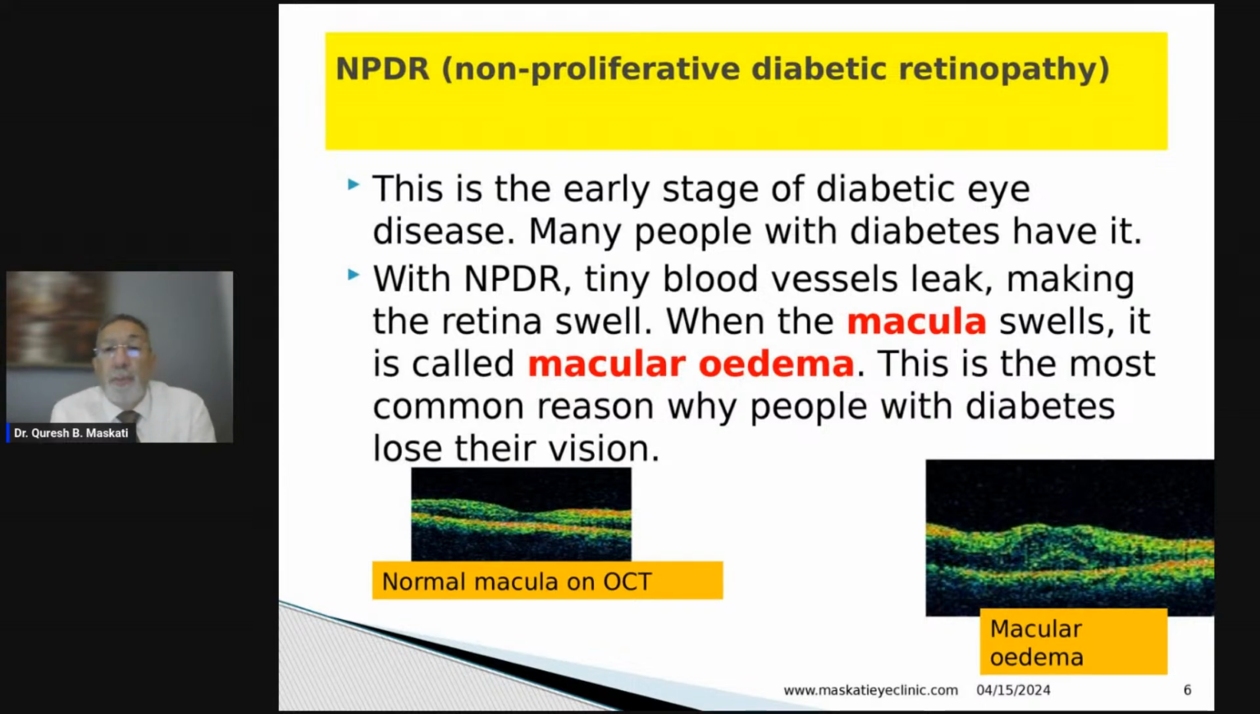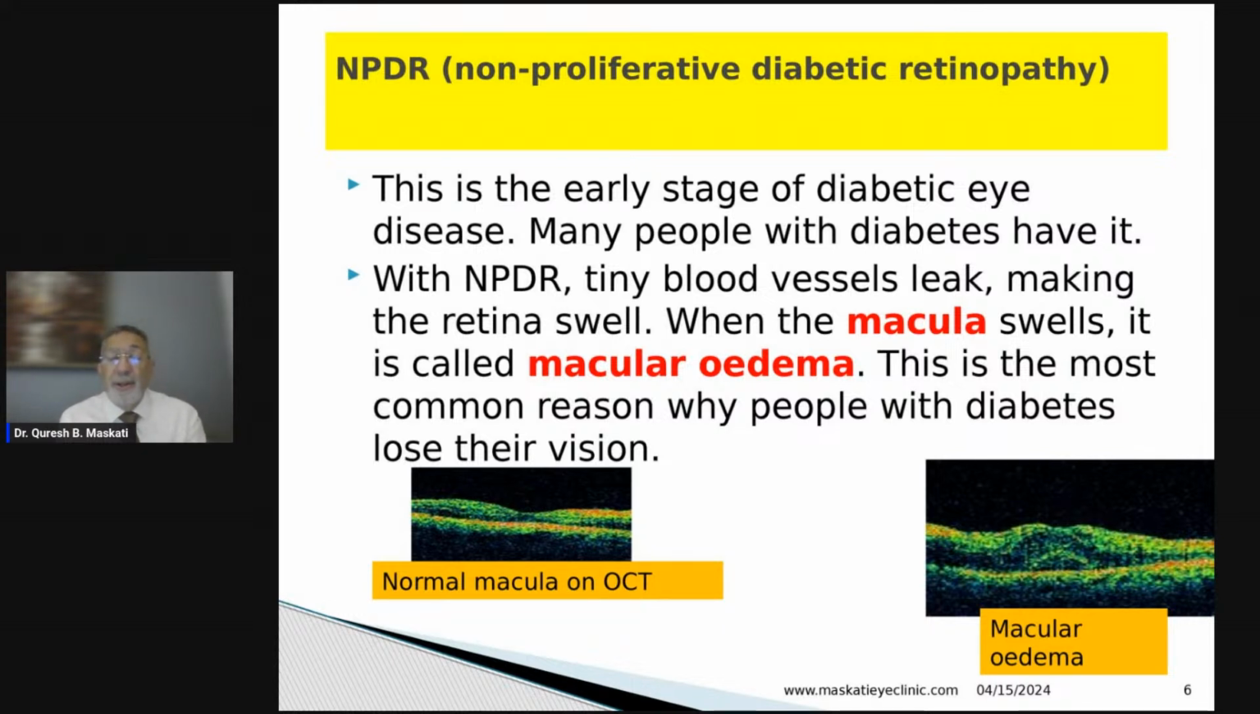One is called non-proliferative diabetic retinopathy, or NPDR, which is in the early stages. Vision may be perfect, but it can be detected by the eye surgeon. And if we treat the patients well in time, a stitch in time saves 9. So with NPDR, tiny blood vessels leak, making the retina swell. Only when the central area, the macula, gets swelling, it's called macular edema, then his vision will go down. But if in the periphery there is retinal swelling, the patient may not realize it, but we can see it, and we can do laser, we can give injections, and we can prevent macular edema.